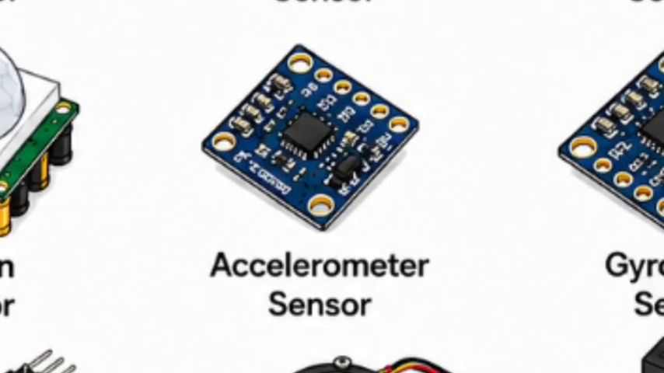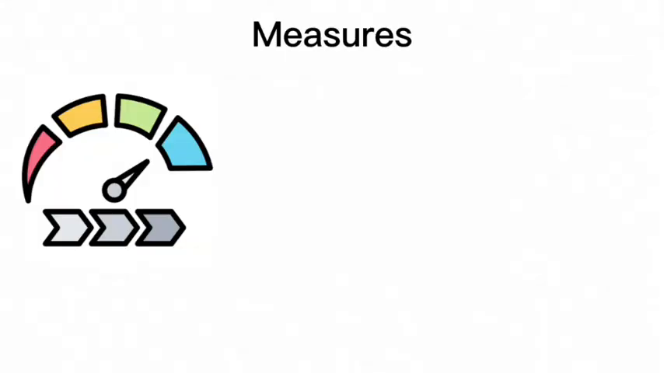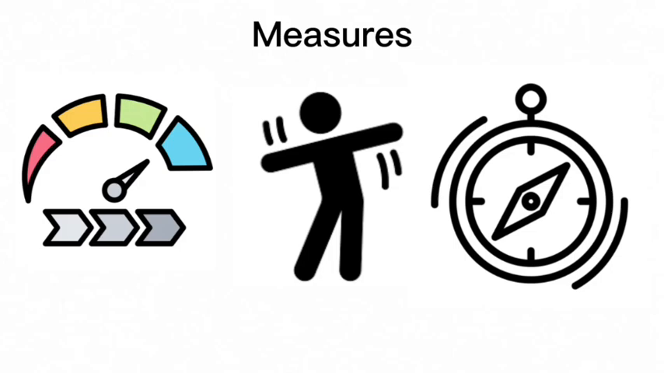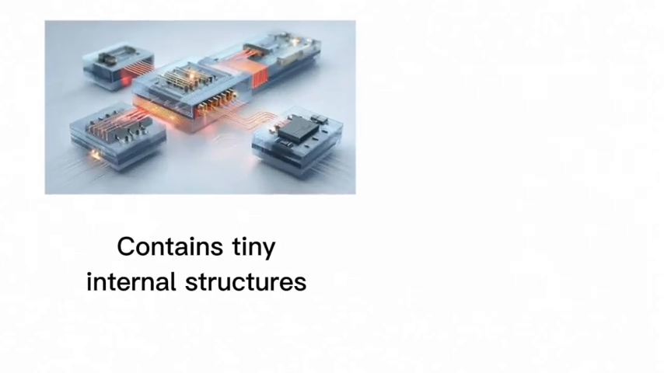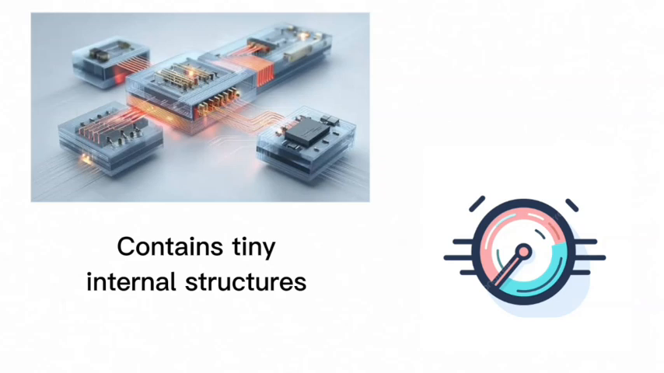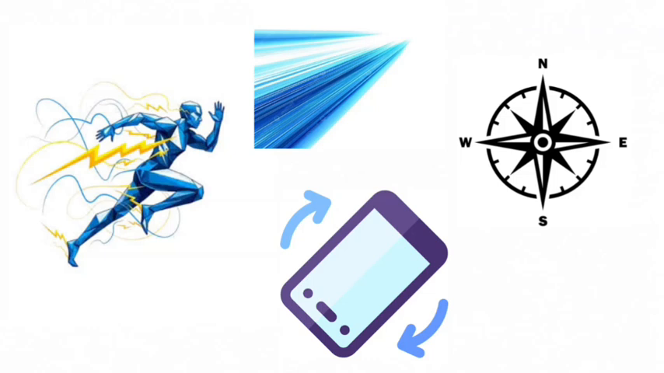Accelerometer. An accelerometer measures acceleration, movement, and changes in orientation. It contains tiny internal structures that move when the device experiences acceleration. This movement is converted into electrical signals that indicate speed, direction, or tilt.